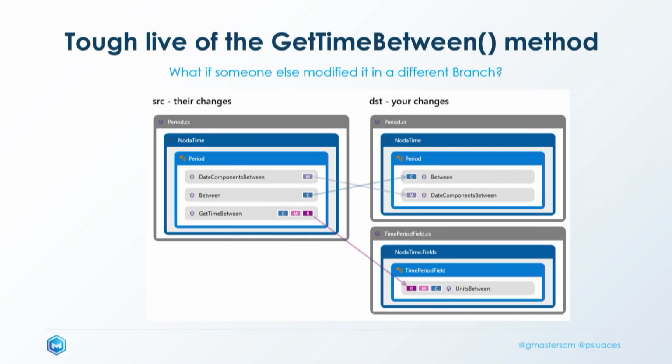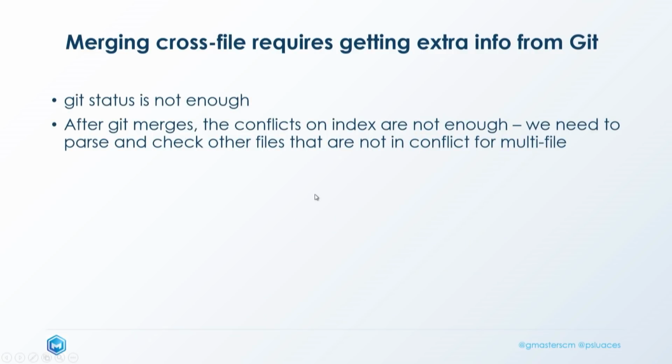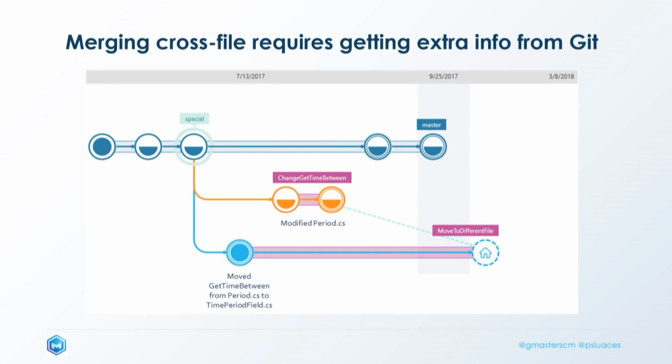OK, so let's focus on this poor method, GetTimeBetween, which was renamed to UnitsBetween, and what happens if someone else modifies GetTimeBetween in parallel on a different branch. That's where the real thing comes. Well, here is a branch diagram, and this is actually what happened. Here is the commit where I detected this refactor, moving a method to a different file. Actually, I move it from period.cs to timeperiodfield.cs. But then here, someone else from the team in parallel decided to actually modify the original method on its original location. Okay? So when you want to merge this, as I said, you need more info for the version control.